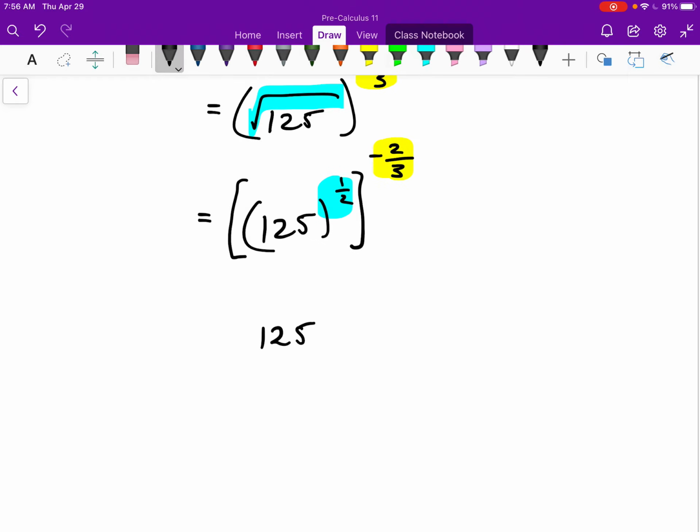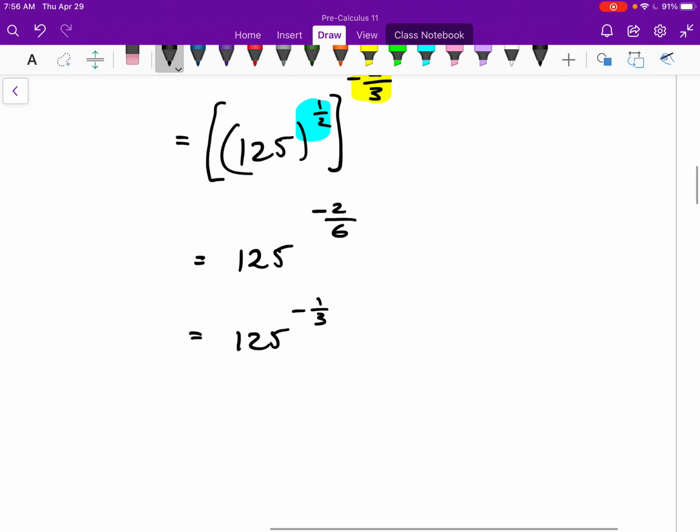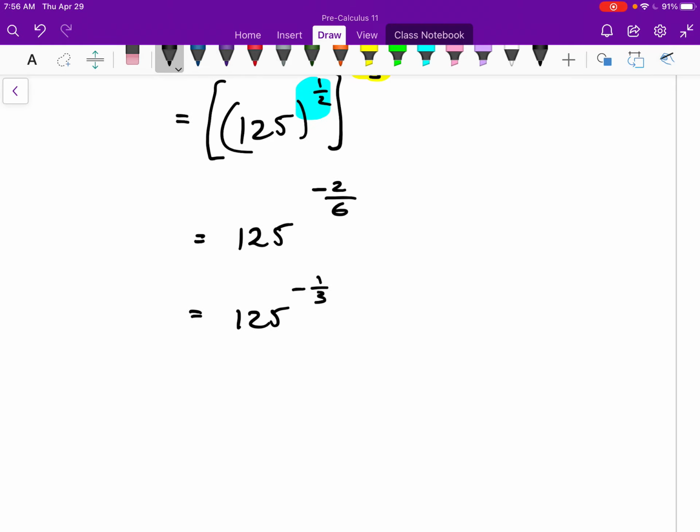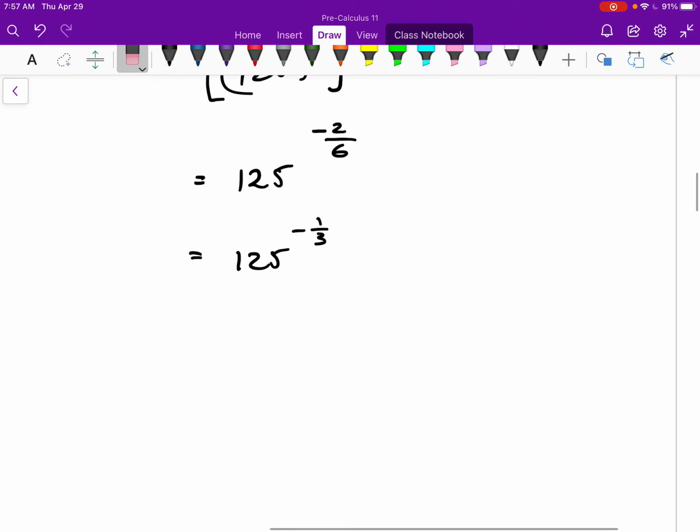So I have 125 to the power of 1/2 times -2/3, which is -2/6, which again reduces to -1/3. And now I'm getting very, very close. A power of 1/3 is a cube root, and 125 is a perfect cube. So 125 to the power of 1/3 equals 5, because that's the same as a cube root of 125. However, I don't have a power of 1/3, I have a power of -1/3. So I've got to be careful not to jump to a conclusion too quickly here, so close to the end.